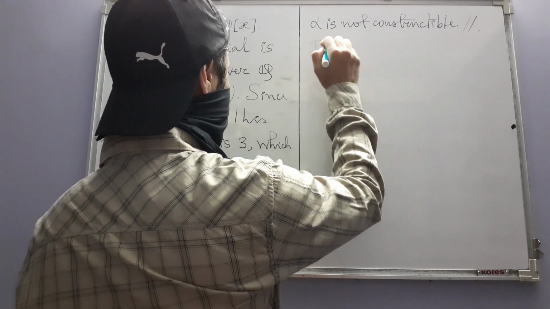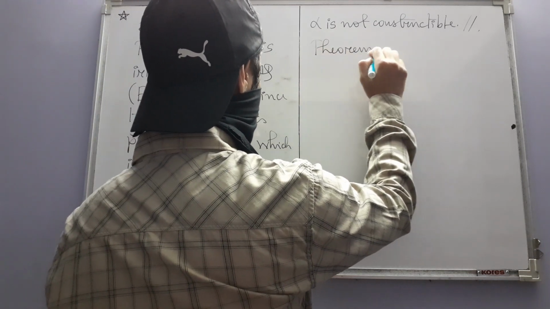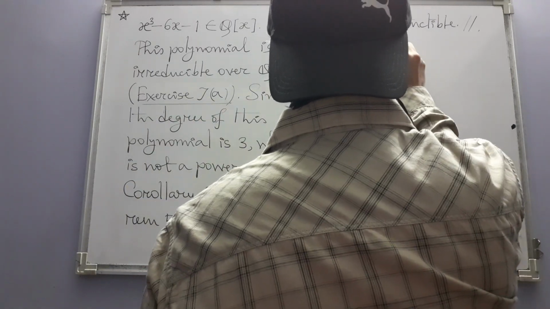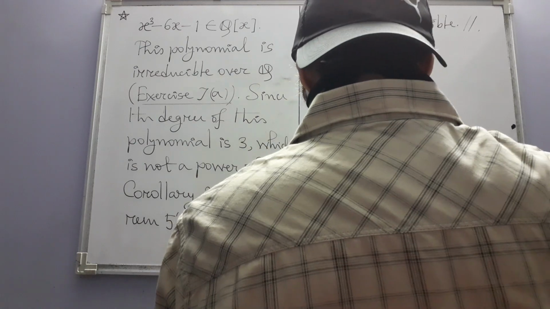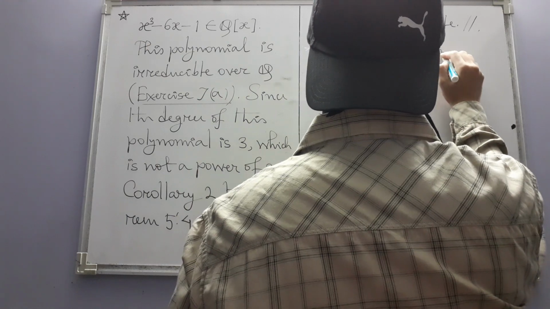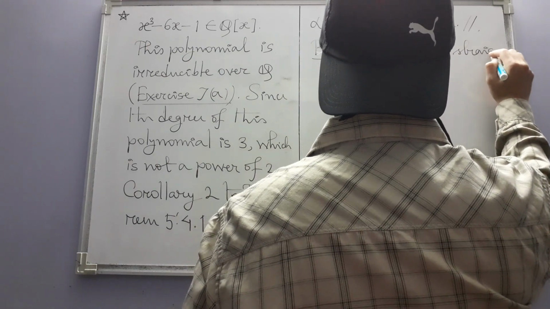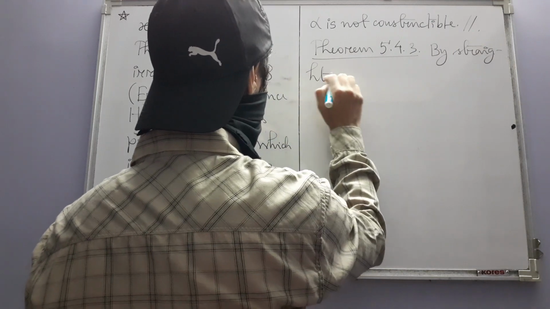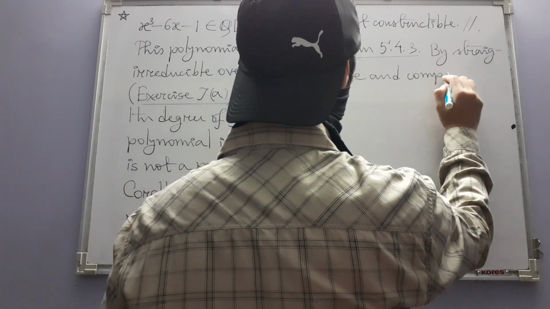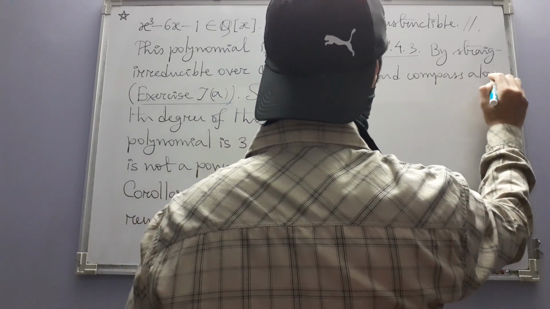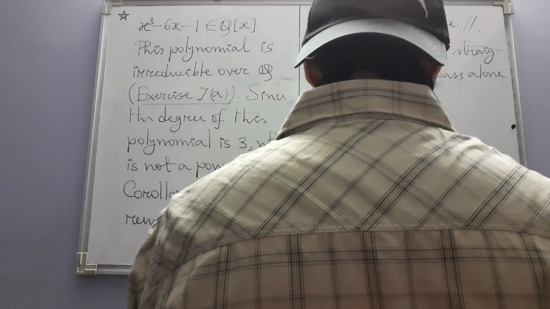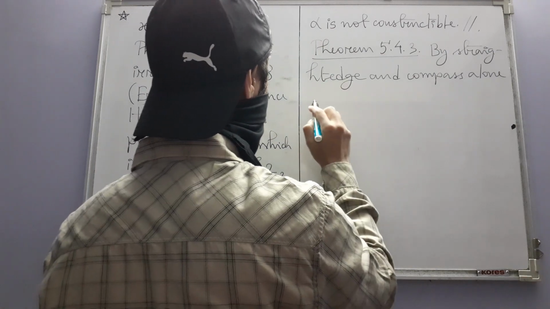The next application is this next theorem. This is 5, no? I wrote 4. 5, 4, 3, by straightedge and compass alone. It is impossible to duplicate the cube.